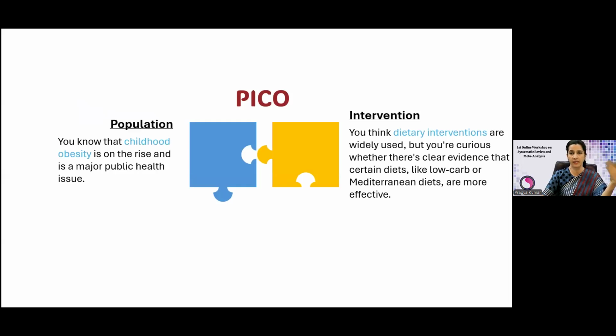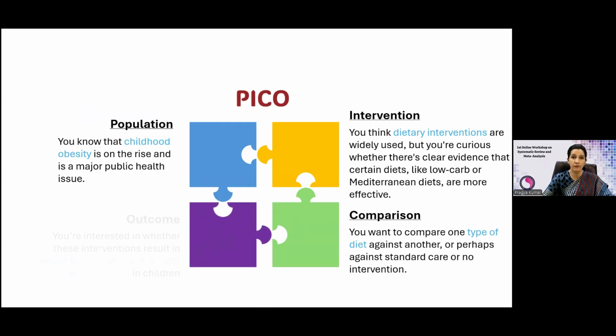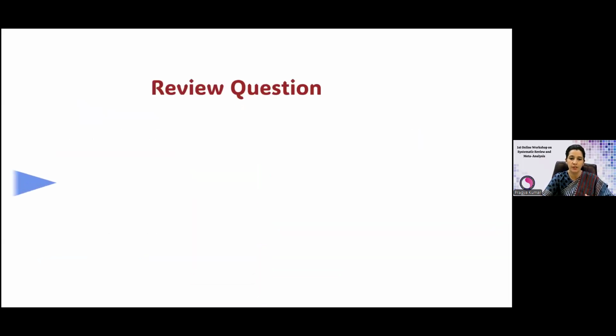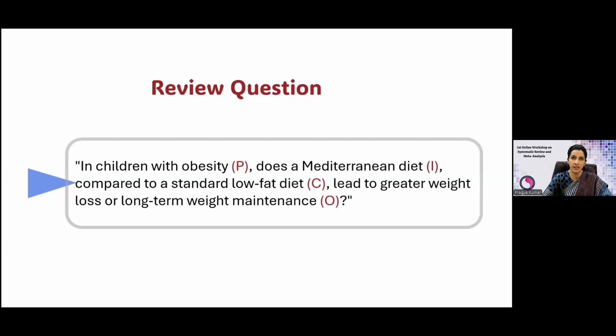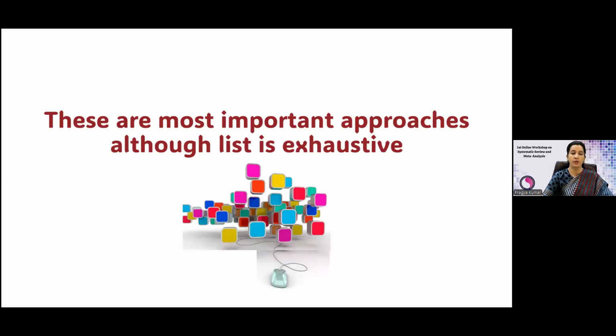Like if my child is suffering from obesity, I can look at childhood obesity, and this is only the initial PICO. Remember, you have to refine this many times. So this is only the initial topic of interest or initial PICO formulation: childhood obesity, whether dietary interventions, like a low calorie diet or a change in the type of diet, have an effect on reduction of BMI or weight loss or not. So you can formulate the review question like: in children with obesity, does a Mediterranean diet compared to a standard low fat diet lead to greater weight loss or long-term maintenance or not? So this is how you can decide on a type of review question in your case.